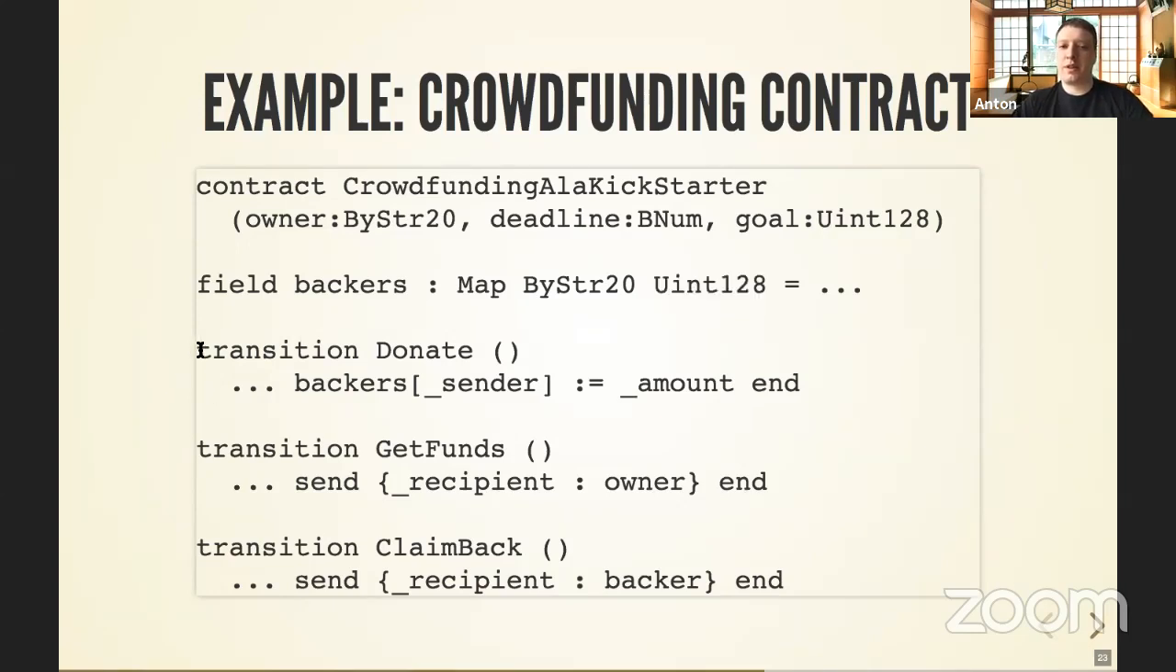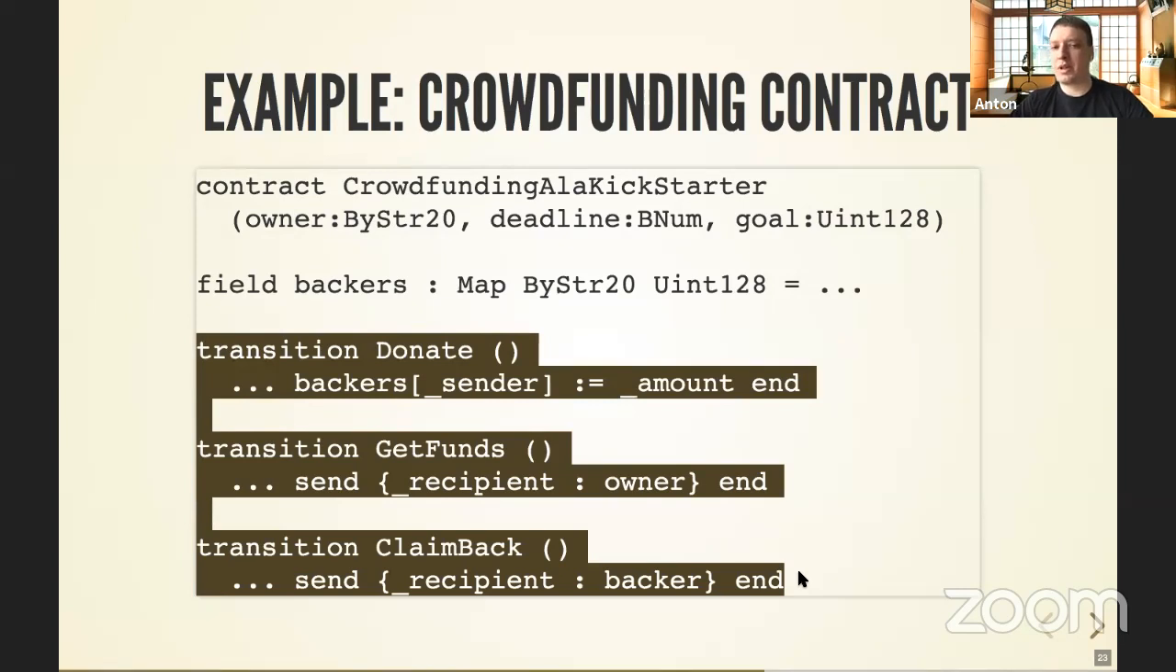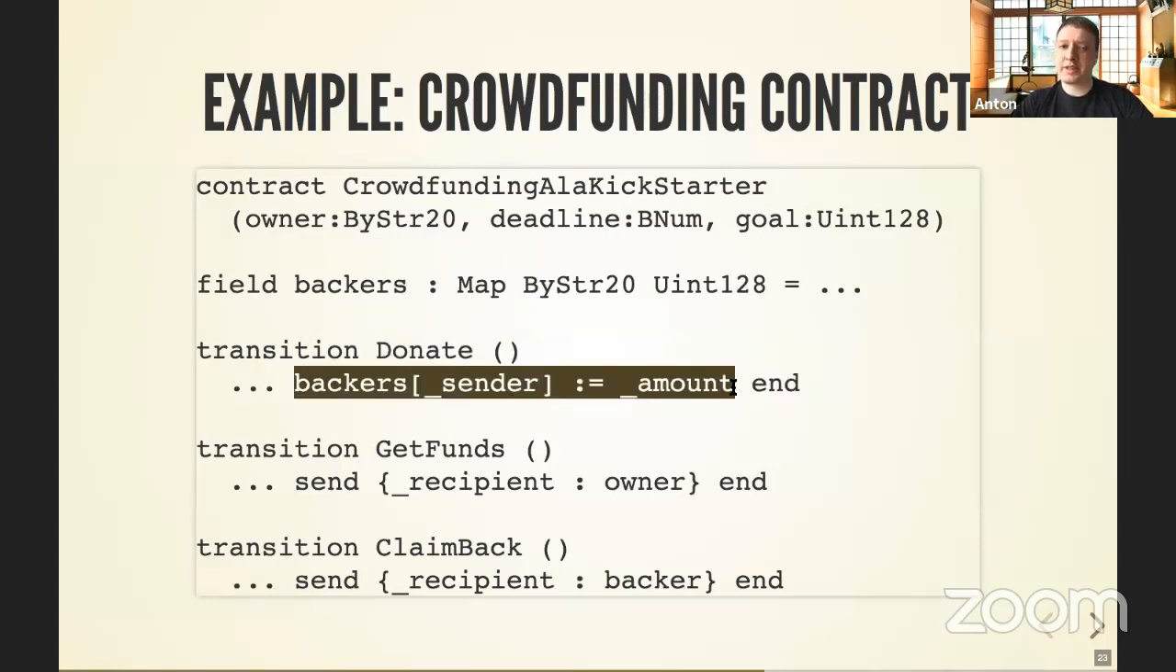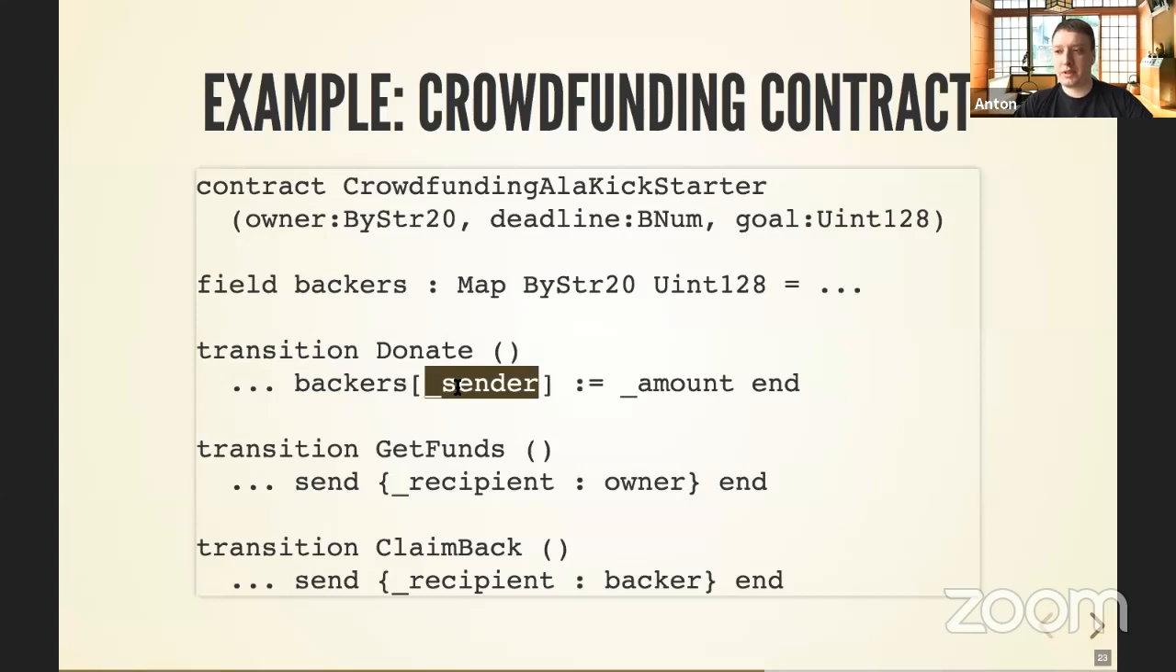Now in this fragment, I'm showing just the public interface to this contract. We have a donate transition, which basically lets a backer donate some money to the contract. It checks some preconditions, which I'm not showing here because otherwise it won't fit into the slide. When someone donates, we need to be sure that we record their donation. So the sender, the one who calls this transition, we record that they donated this amount. Underscore sender and underscore amount are implicit parameters to each transition.